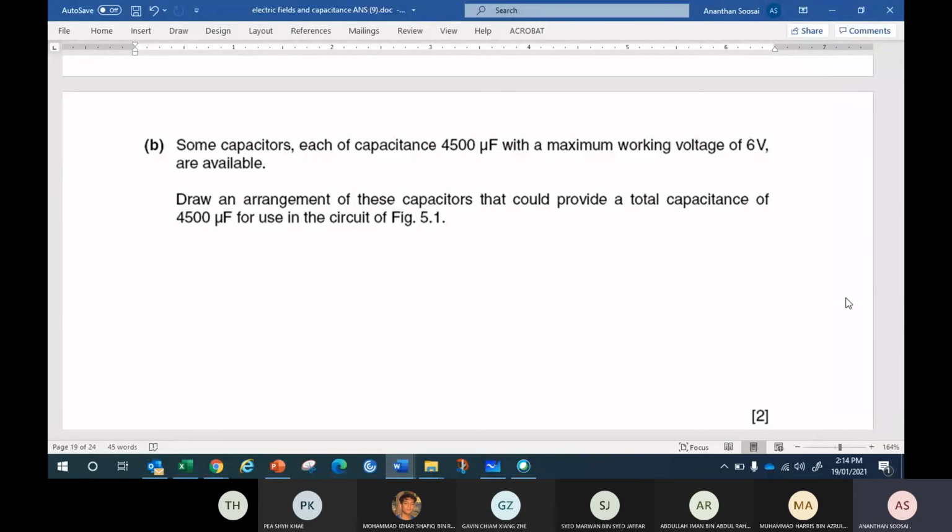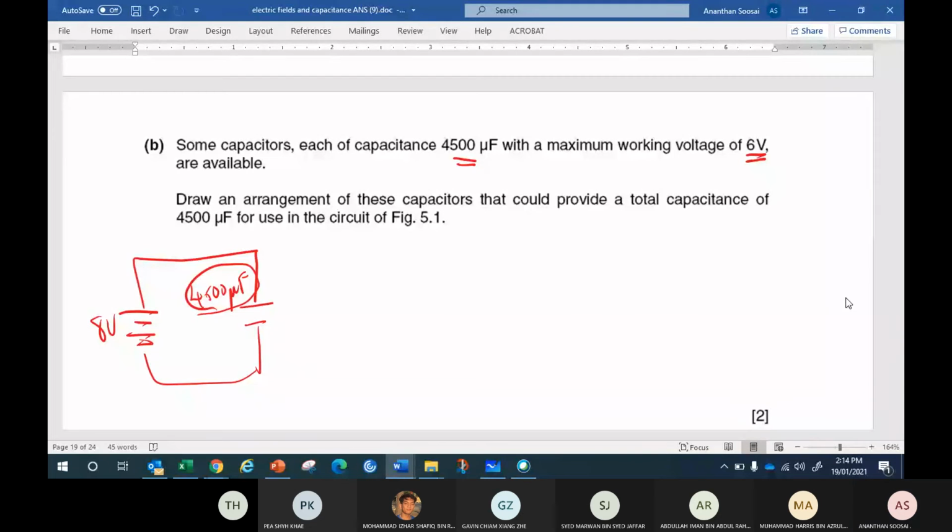The above circuit, they use 8 volt of power supply to connect a capacitor which has a capacitance of 4,500 microfarad. They want to get capacitance of 4,500 microfarad. But unfortunately, the person who has fixed this circuit only has 4,500 microfarad capacitors, but the maximum safe voltage is found to be only 6 volt. So you can't fix one capacitor with an 8 volt power supply. The power supply is 8 volt. So you can't fix one 4,500 microfarad. Yeah, you're going to blow.